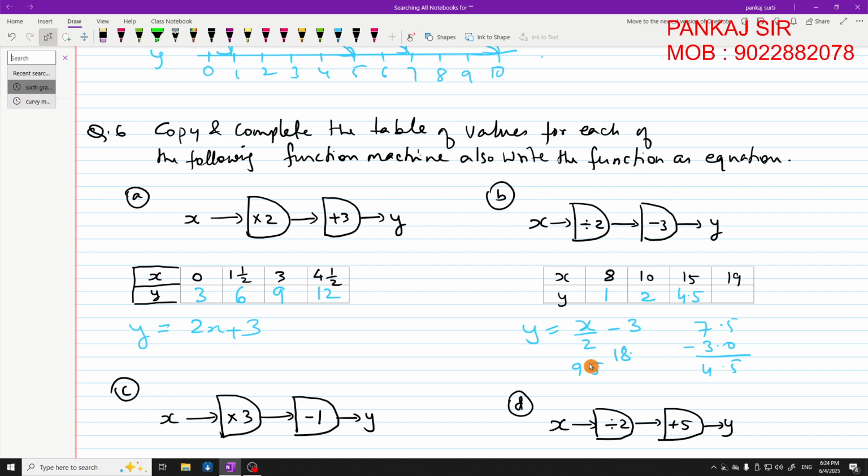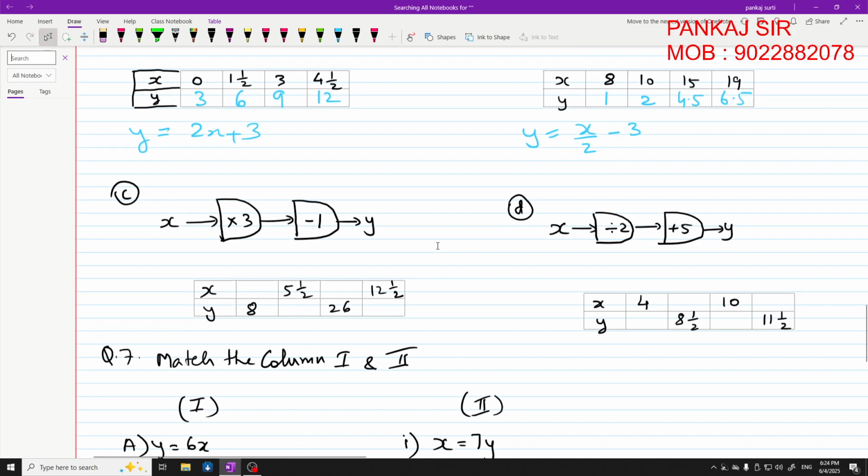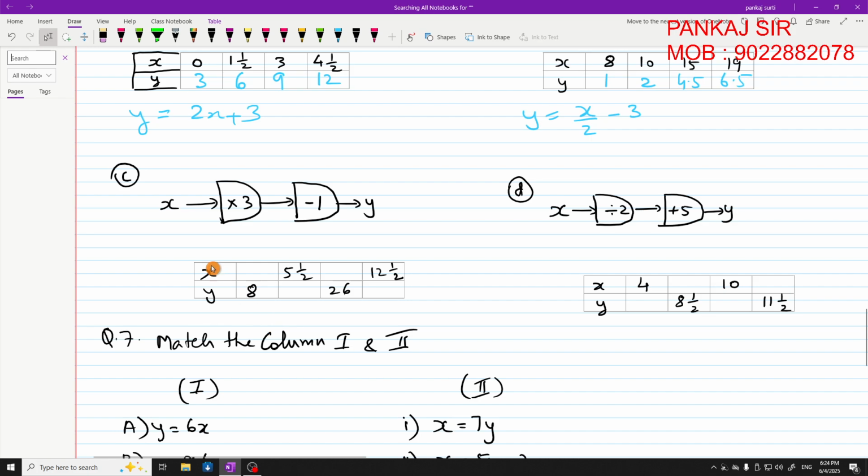Okay. Let me check it. 19 divided by 2 is 9.5. That's correct. And minus 3 will be how much? 6.5. So this table is also complete. Okay. Fine. That is done.